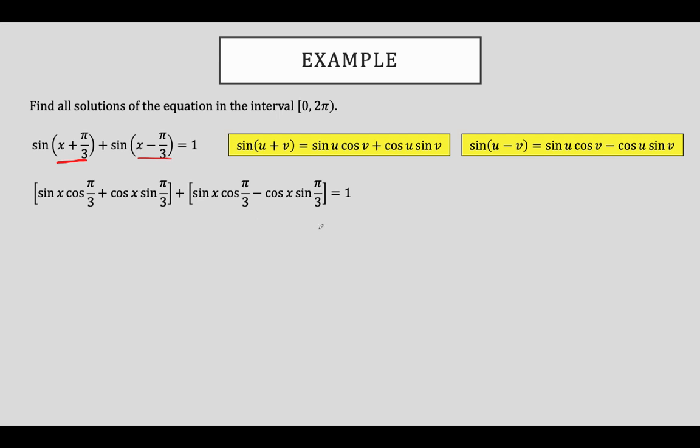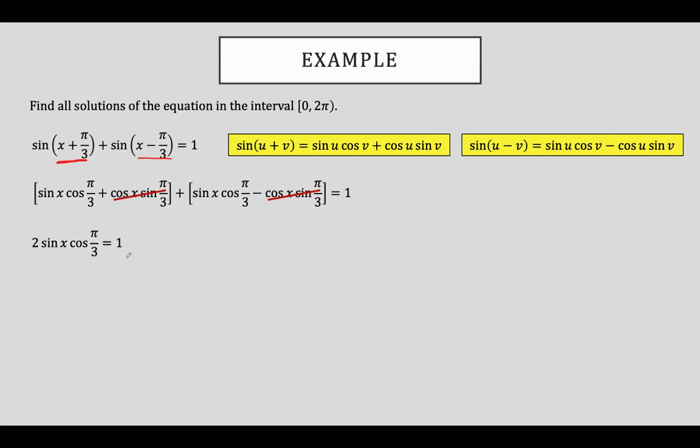Okay, well, what do we recognize? Here I have a positive cosine x sine pi over 3, and here I have a minus cosine x sine pi over 3. Those quantities are going to cancel out. That leaves me with a sine x cosine pi over 3 plus a sine x cosine pi over 3. Well, those quantities are the same. If I have one and I add another, that gives me 2 sine x cosine pi over 3 is equal to 1.